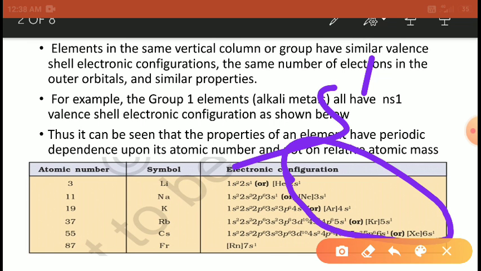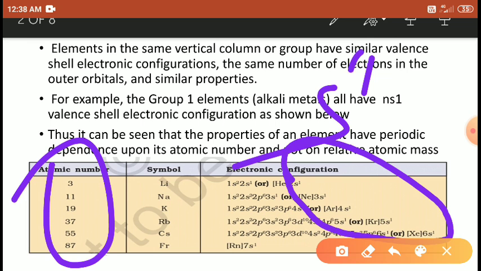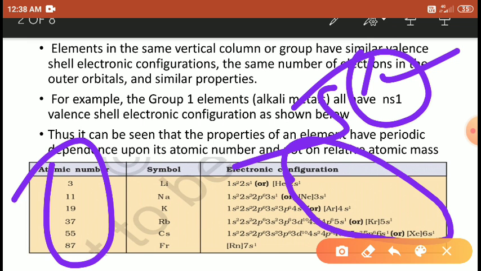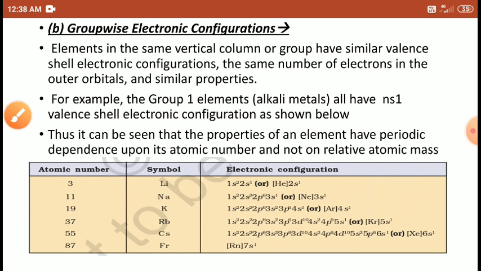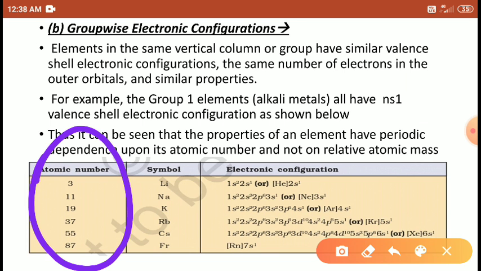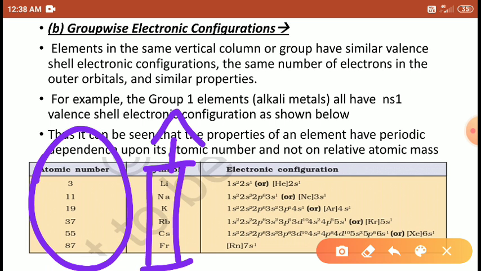If we arrange the elements on the basis of atomic number, then the single electrons are the valence electrons, and these valence electrons exist in the s orbitals. Right, students? This table indicates that if we arrange the elements on the basis of atomic number, the elements of this group, from lithium to francium, all have similar properties, and their outermost shells have similar valence electrons.